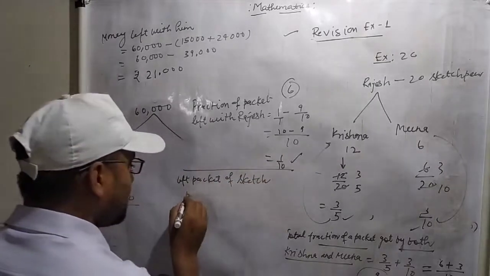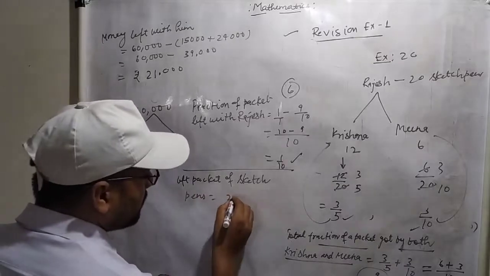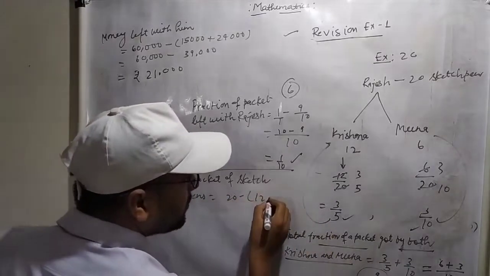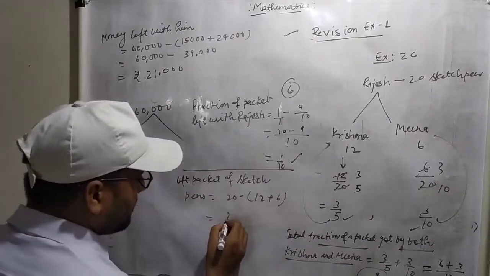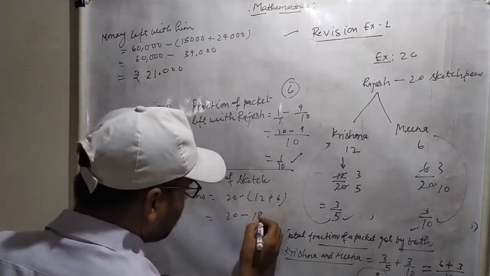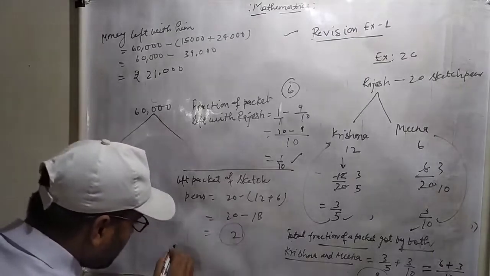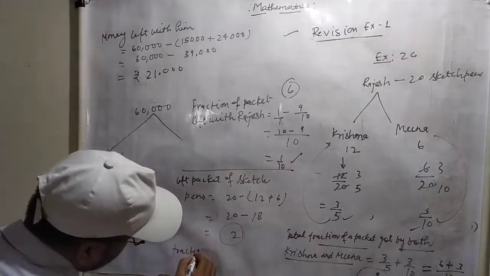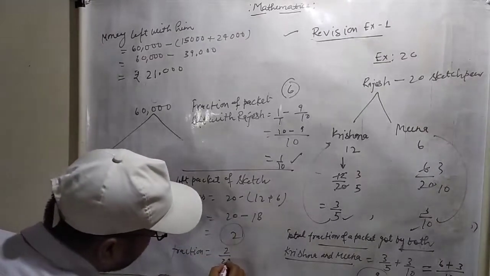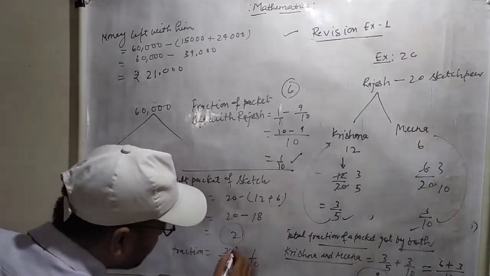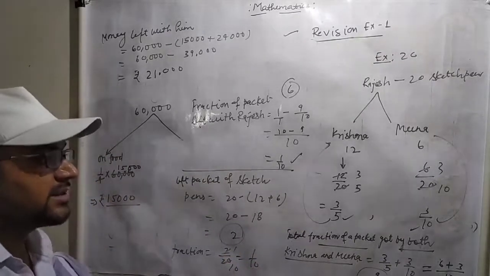The left packet of sketch pens is equal to 20 minus, he has given 12 to Krishna and 6 to Meena, 12 plus 6 is 18. 2 pens have left. So what is the fraction? Fraction is equal to 2 upon 20. Then in this case also you will get 1/10.